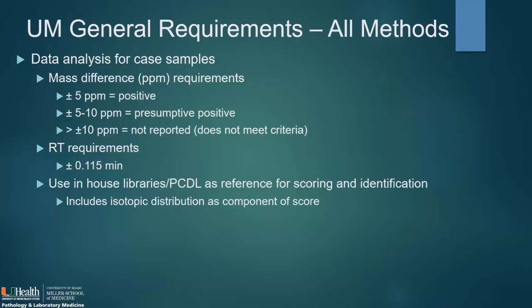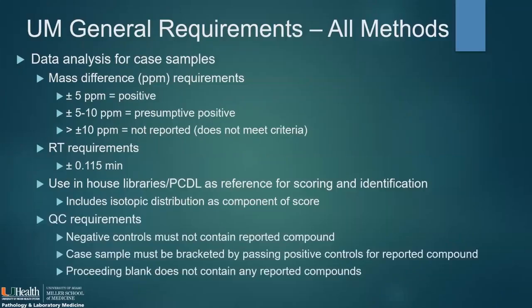And then we use our in-house libraries, which are referred to as PCDLs by Agilent, as reference for scoring and identification. The score for this does include the isotopic distribution as a component, so that takes the place of one of the requirements I mentioned on the previous slide. And then QC requirements, as I already discussed: our negative controls can't contain any reported compound. Case samples must be bracketed by passing positive controls for that reported compound, and the preceding blank or negative control should not contain any of the reported compounds.